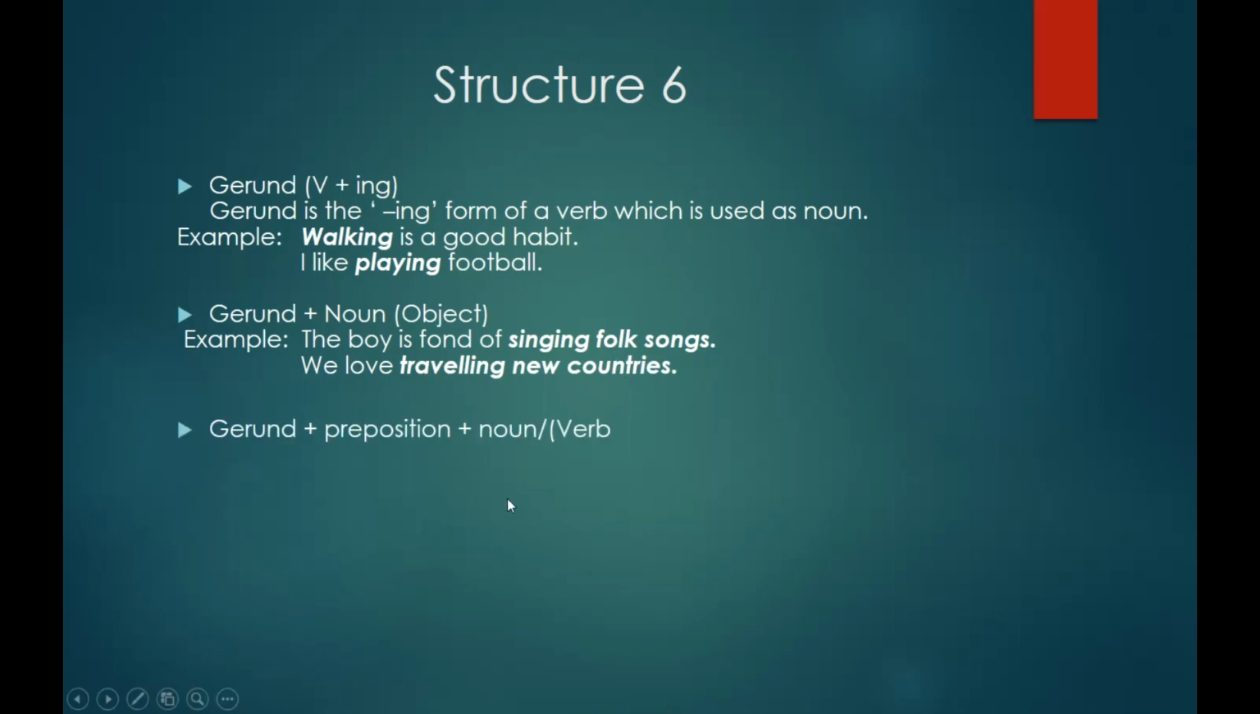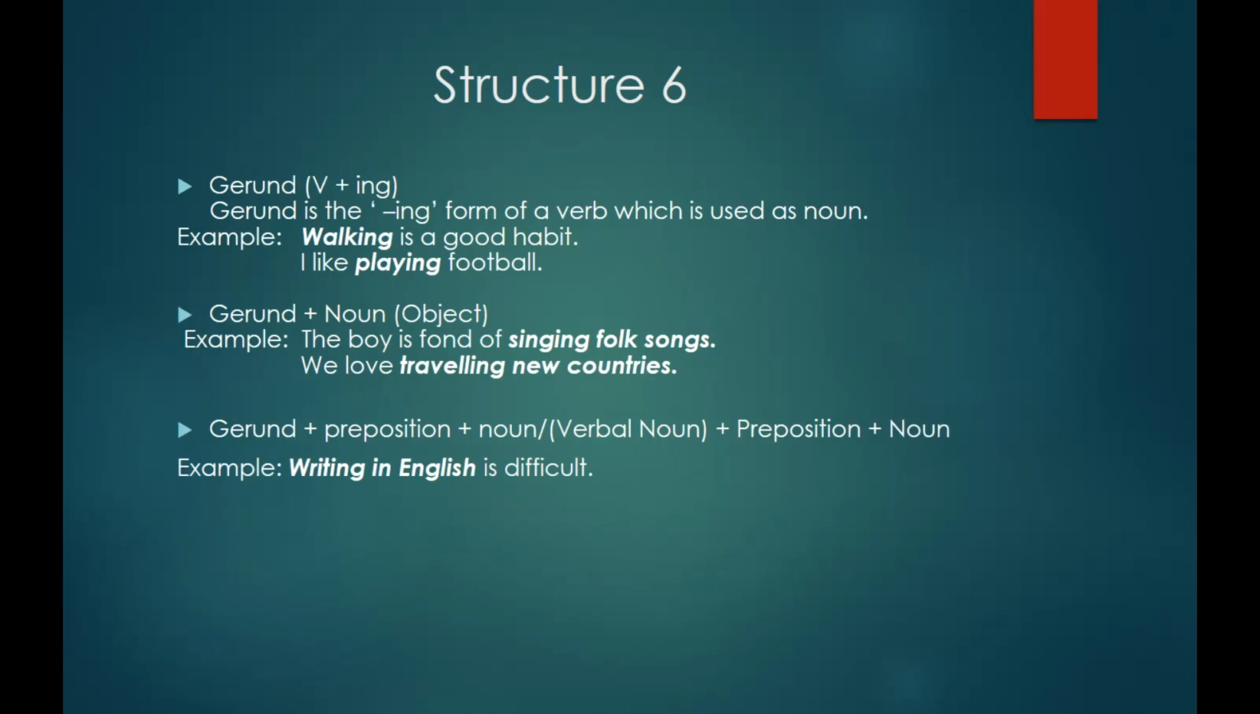Gerund plus preposition plus noun. That is, we can say verbal noun plus preposition plus noun. There are some gerund forms after which you have some preposition and then another noun, which is called a verbal noun. So as you see, writing in English is difficult. After writing, you see another preposition is here and an object, a noun is here also. So writing in English functions as a subject, that is a noun phrase.